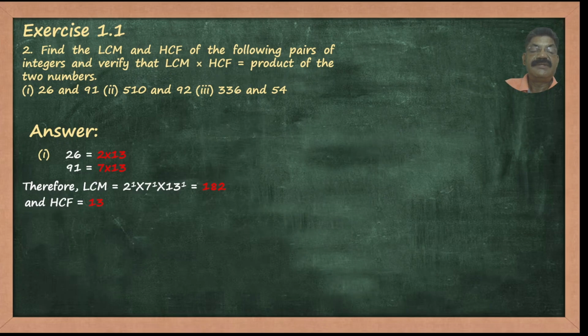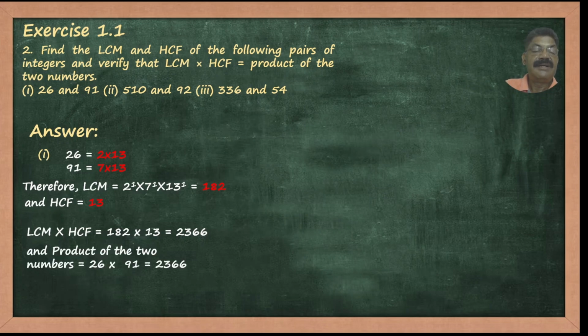Therefore, HCF is equal to 13. Product of LCM and HCF is equal to product of 182 and 13, which is equal to 2366. This you can verify. Similarly, the product of the numbers 26 and 91, that is also 2366. You can verify this. Hence, LCM into HCF is equal to product of the two numbers. For the first problem, it is verified.